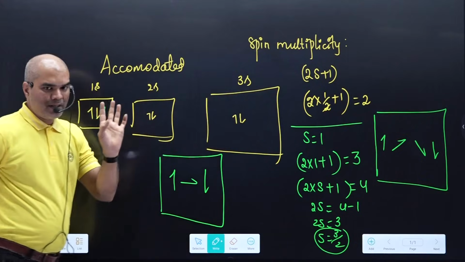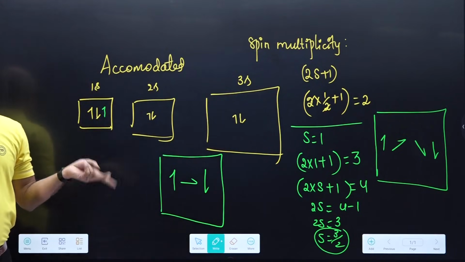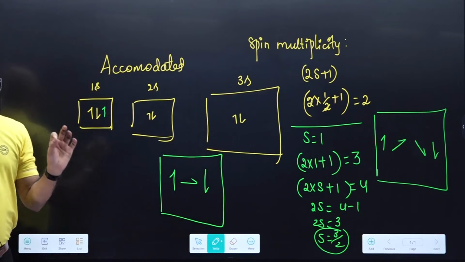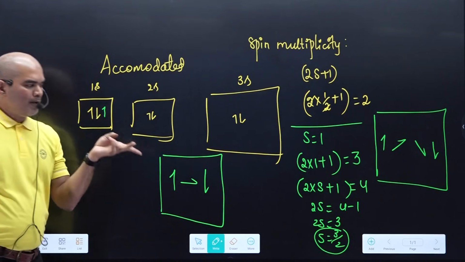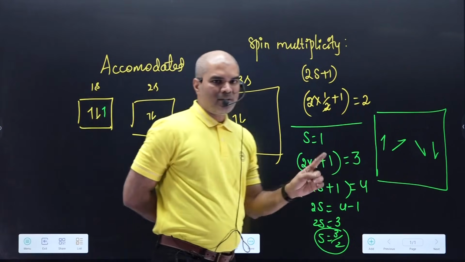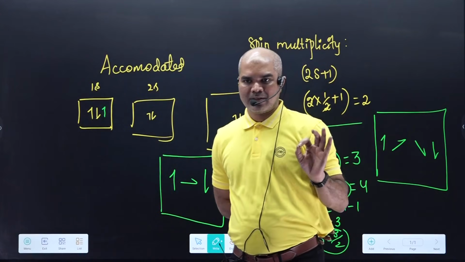So now, did you understand why an orbital can accommodate only 2 electrons? Because its spin is only 1 by 2. It has a maximum of 2 orientations only, either up or down. But if I can change the spin of an electron, the number of electrons that I can put in an orbital can also be increased. Just add a note.